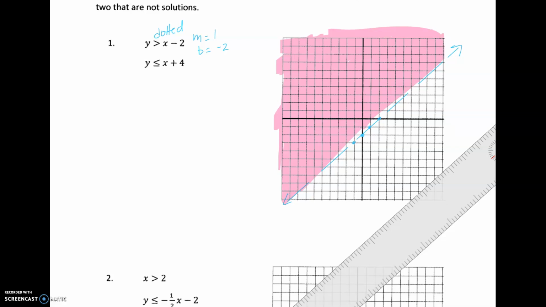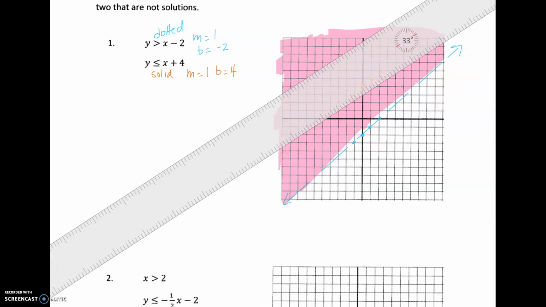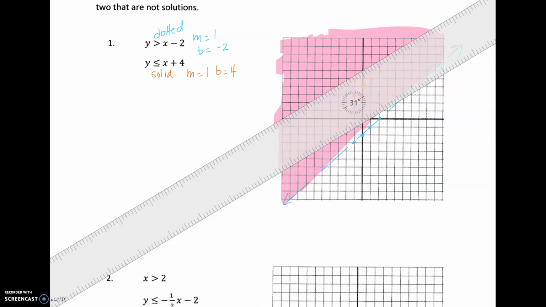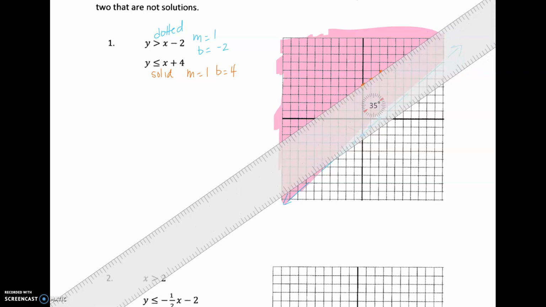All right, the second linear inequality is also in slope-intercept form. It's going to be solid. Y is less than or equal to x plus 4. The slope is 1. The intercept is 4. From the origin, I'm going to go up 1, 2, 3, 4. And from there, it's up 1, right 1, up 1, right 1. Can go down 1, left 1. This one's solid. And so I'm going to make a solid line right here.